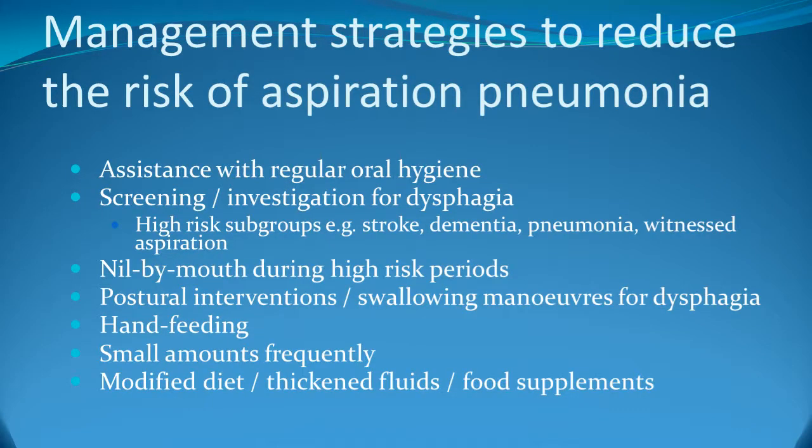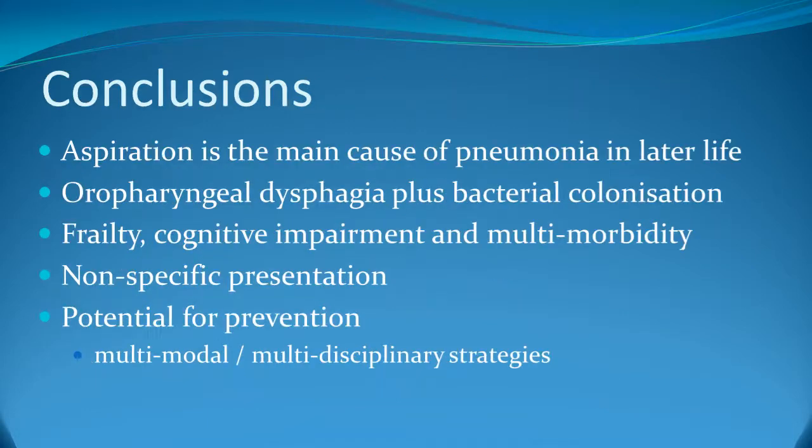Management strategies include assistance with regular oral hygiene, screening, nil by mouth, postural intervention, hand feeding, small amounts frequently, modified diet, thickened fluid, and food supplements. Aspiration is the main cause of pneumonia in later life: oropharyngeal dysphagia plus bacterial colonization, frailty, cognitive impairment, and multimorbidity. Non-specific presentation and potential for prevention, and multimodal and multidisciplinary strategies are needed. Thank you.